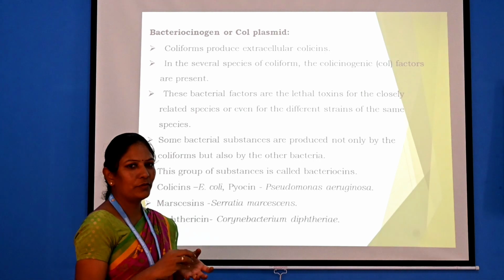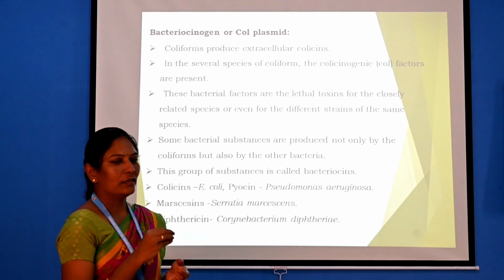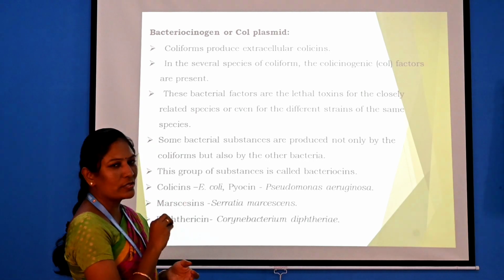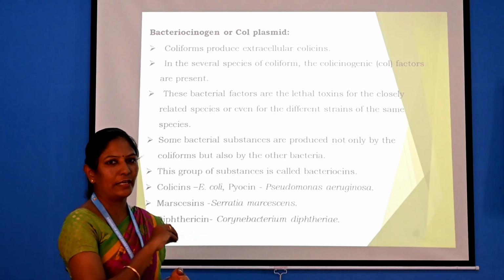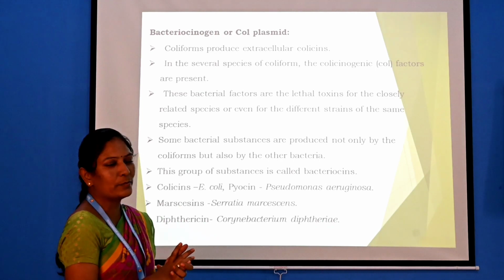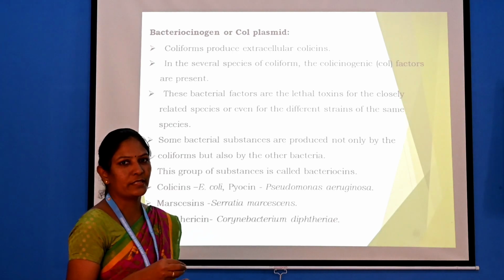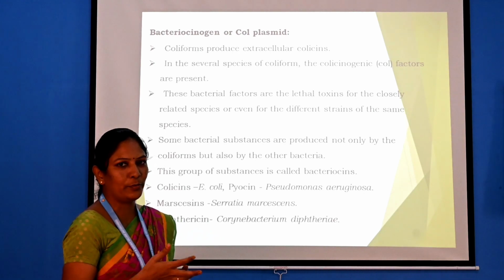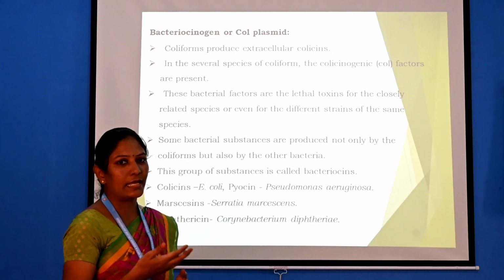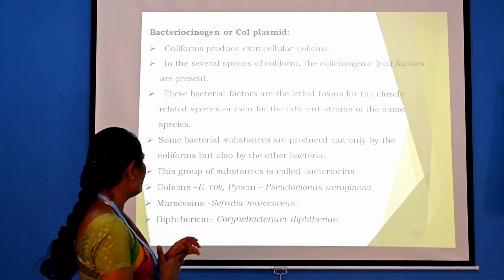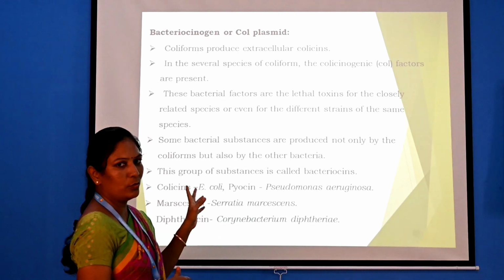So in the category of virulence plasmid, two types of toxin will be produced by the bacteria. One is bacteriocinogen and the other is col plasmid. The col plasmid or colicin substances will be produced by the coliforms. The other type, bacteriocinogen, will be produced by genera other than coliforms. For example, colicin will be produced by E. coli, I already told you.